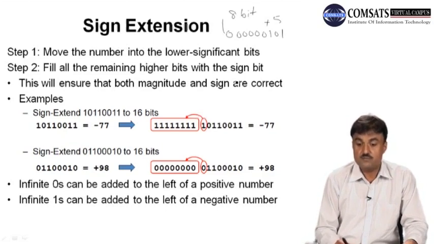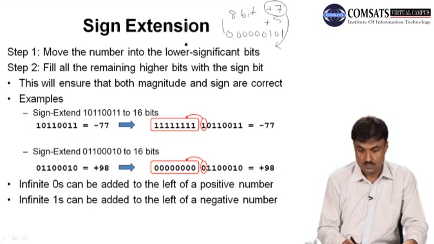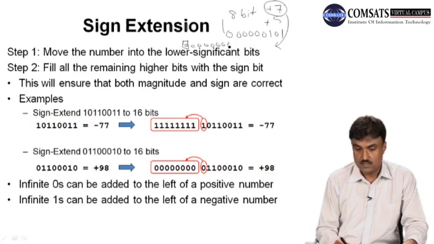And if we have a 16-bit number, for example plus 7, this number is stored somewhere in a 16-bit register or 16-bit location. So the 16th, most significant position is 0 for positive, then 1, 2, 3, 4, 5, 6, 7, 8, 9, 10, 11, 12 are all zeros, and then 0, 1, 1, 1. So this is 1, 2, 3, 4, 5, 6, 7, 8, 9, 10, 11, 12, 13, 14, 15, and 16.